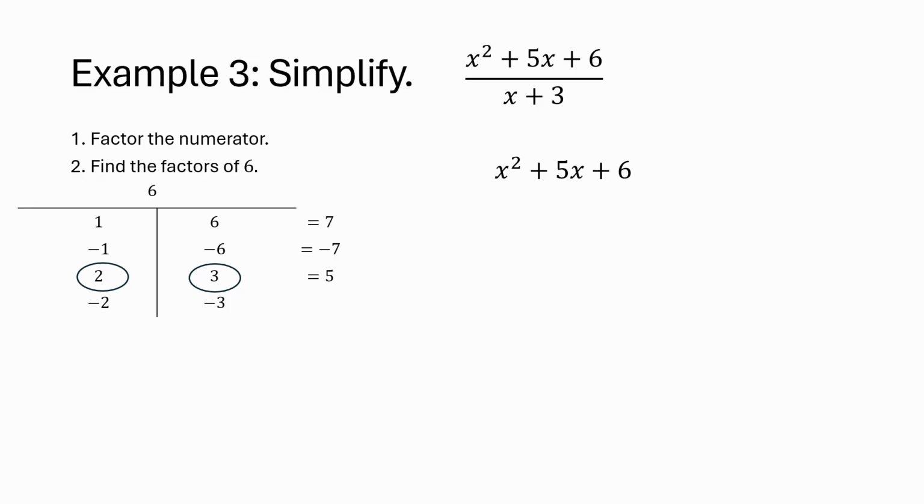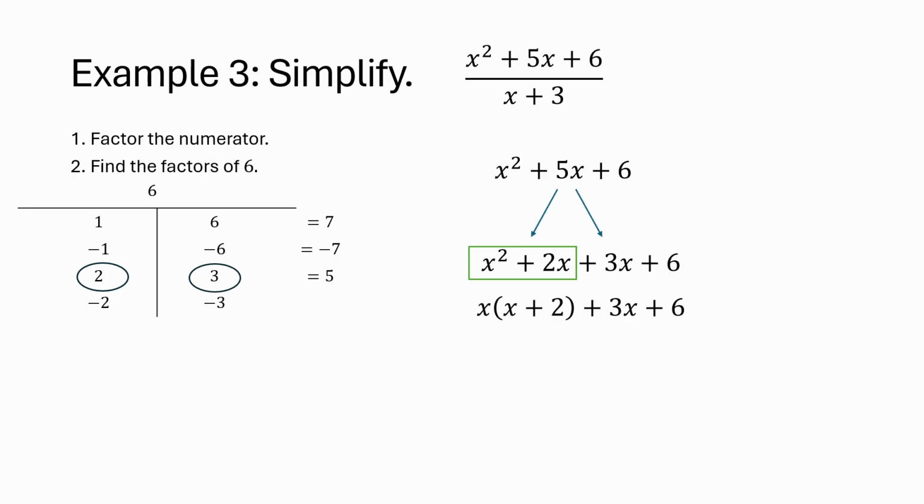And so I'm going to break apart 5x, and so I'll have x squared plus 2x plus 3x plus 6, and then I'm going to do factor by grouping. And so I'm going to group those first two terms together, x squared plus 2x. I'm going to find the GCF between those two terms, which is an x. I'm going to factor that out. I'll have x on the outside of the parentheses, and then on the inside of the parentheses, I'll have x plus 2.